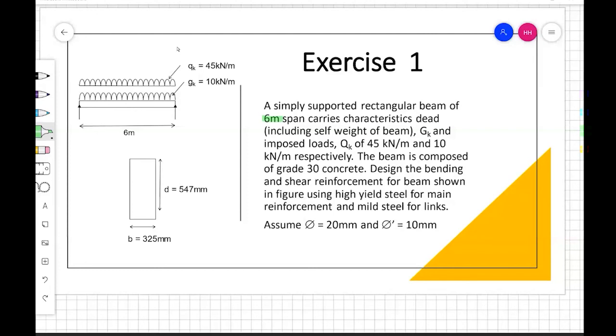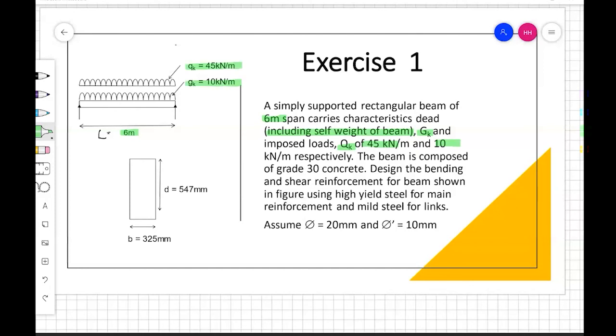So here is already mentioned here, span dia 6 meter, which means actually dia punya length lah. Okay, length dia 6 meter. And then we have it carries a characteristic that including self weight of beam. So maksudnya sekarang termasuk dengan self weight of beam sendiri, which is GK akan jadi 45 and QK is 10. So sebenarnya you boleh view terus dalam the drawing given here ataupun illustration given here.